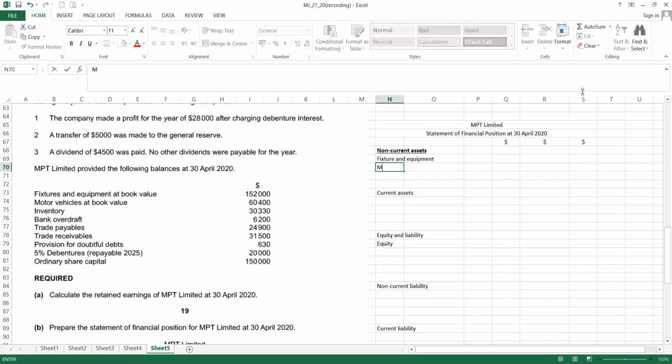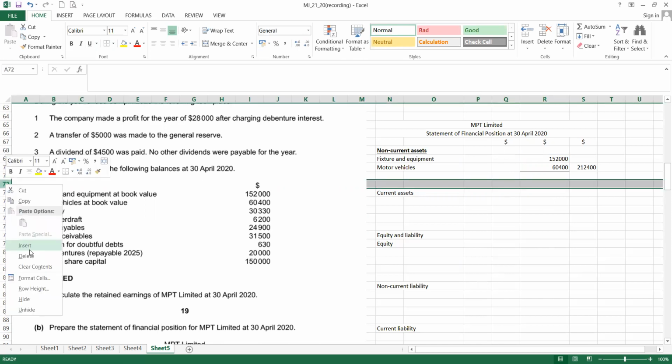Furniture and equipment, motor vehicle. Okay, so put in the amount 152,000, and then motor vehicle 60,400. So add these two amounts. Okay, so we put in the subtotal because no other asset already. So this is the extra. We just take it out.